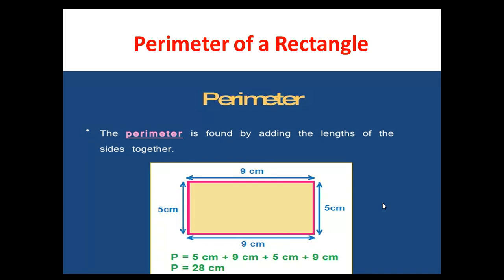How do I find the perimeter of a rectangle? The perimeter is found by adding the lengths of the sides together. As you can see in this rectangle, I have my length, which is 9 centimeters, and my width, which is 5 centimeters. I can add 9 plus 9 plus 5 plus 5, and I get my perimeter.